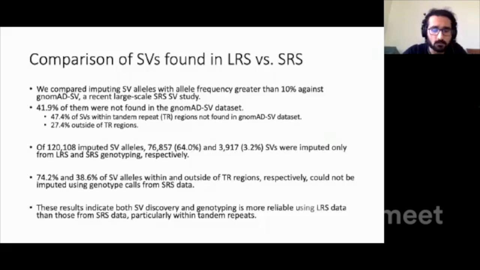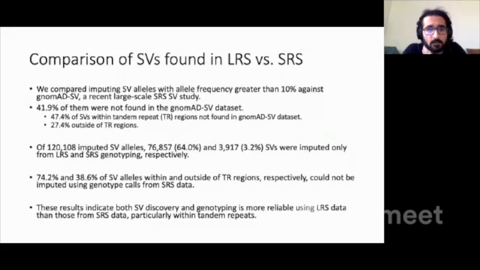And when we look more closely, we see that 47.4% of the SVs we find within TR regions were not found in gnomAD, and 27.4% of SVs outside of TR regions were not found. So clearly there's an advantage of calling SVs using long reads within tandem repeats compared to short reads.